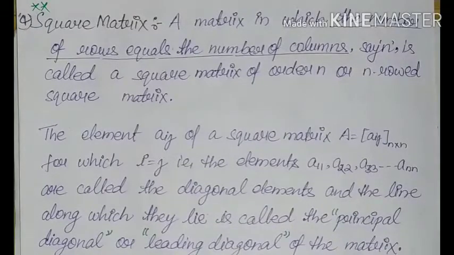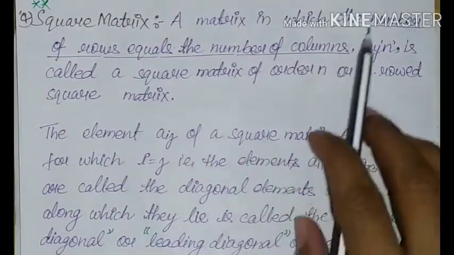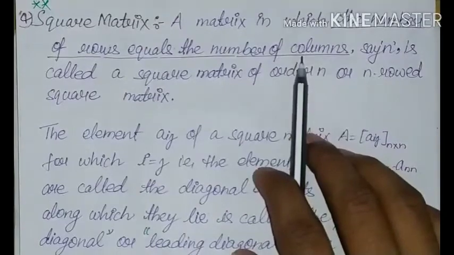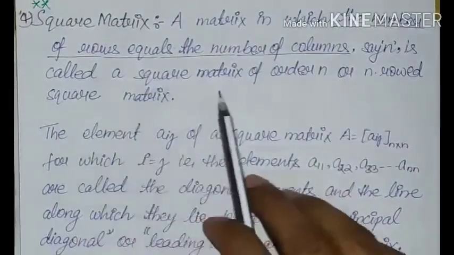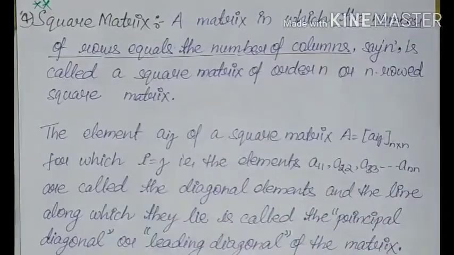This is also a type of matrix, the square matrix. A matrix in which the number of rows equals the number of columns, that is m equals n, is called a square matrix of order n, or an n-rowed square matrix.